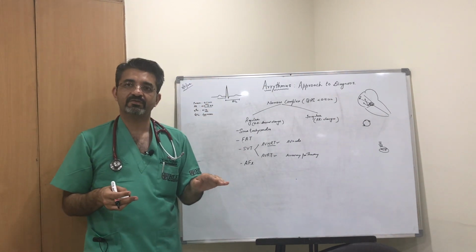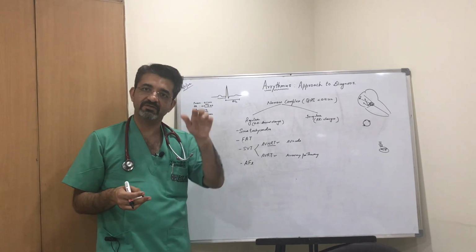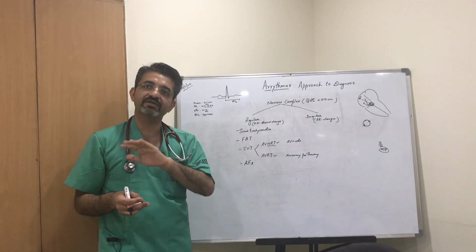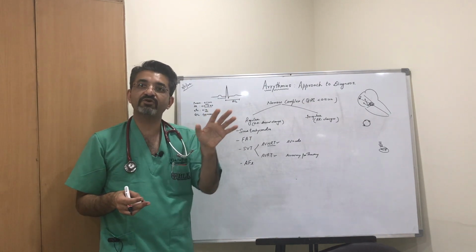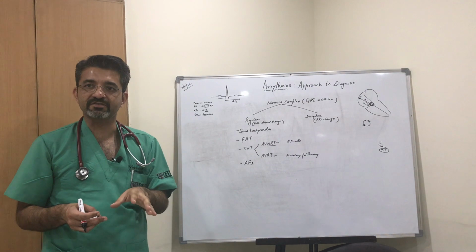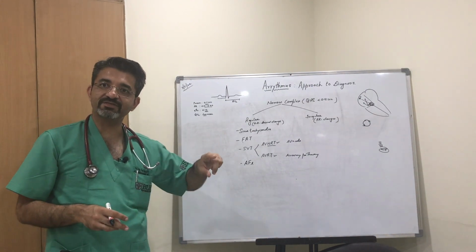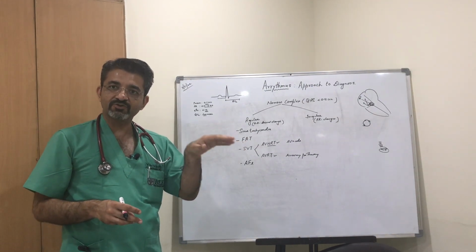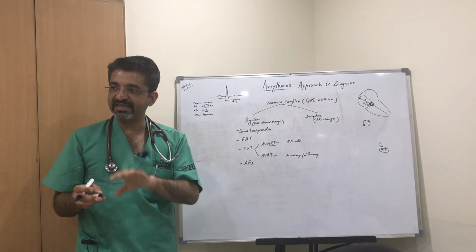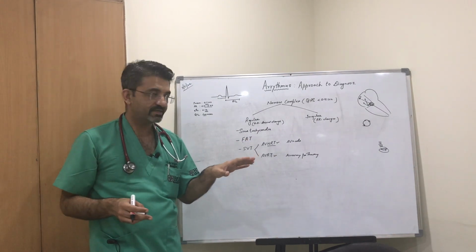Tachycardia will settle down, right? You correct the blood loss, tachycardia will settle down. You correct the fever, tachycardia will go away. You can have hypoxia, which is driving tachycardia. Give oxygen. You can have pulmonary embolism giving rise to tachycardia. So you treat the cause. If you have anemia, treat the cause, right?